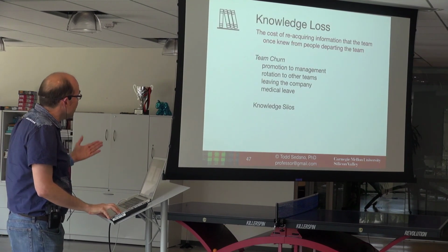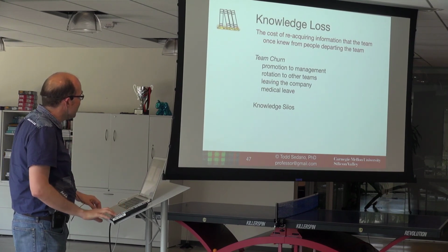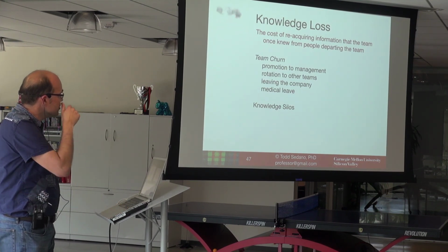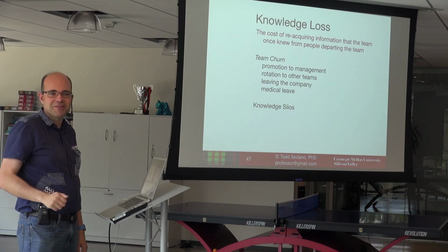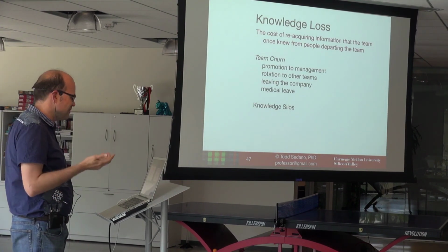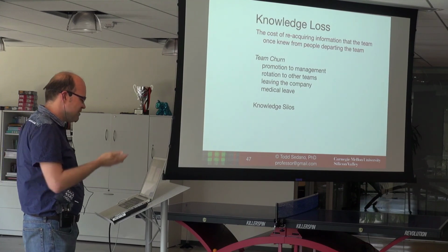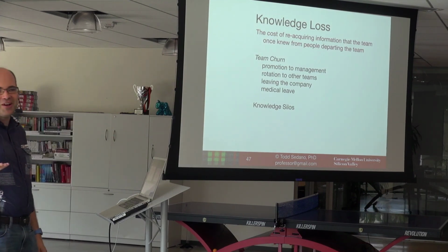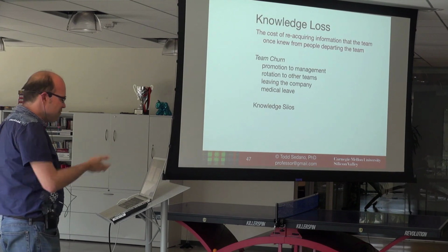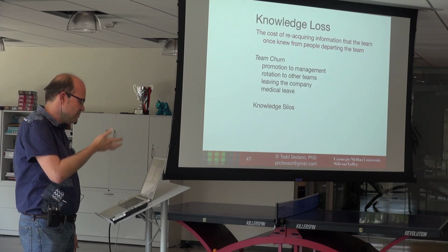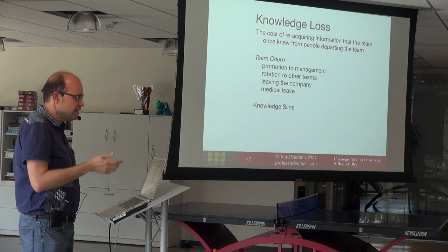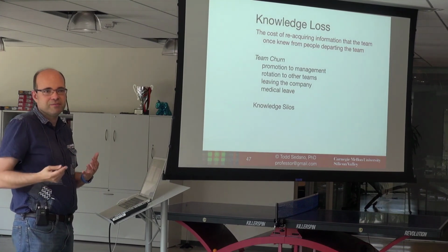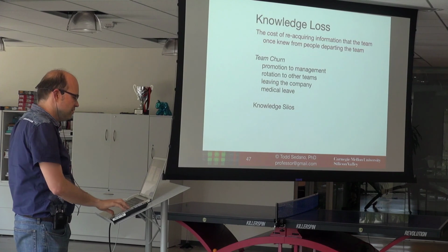There's a waste of knowledge loss. This is the cost of reacquiring information that the team once knew from people departing the team. This is my one time in my career where I get to use the fire icon, so I'm savoring that moment. This is often from team churn or knowledge silos. We observe many teams losing or having engineers leave for a variety of reasons. And we mitigate this risk by doing a lot of practices, which I talked about a year ago right here.